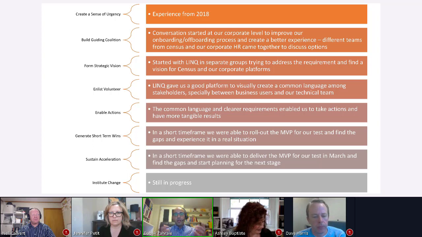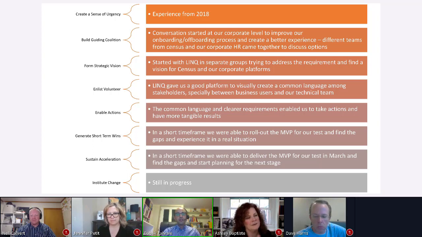All of the above enabled us to have a quick win for the test, so we could deliver a successful MVP for our test in a short time frame, and that enabled us to test the solution in real-time action and find the gaps and plan for the next stage going forward and build on what we have already in place, and hopefully we can have a successful result for the next stages of the development. We are continuing to work with LINQ for our further stage. Reflecting back, if I can go to the next slide, please.